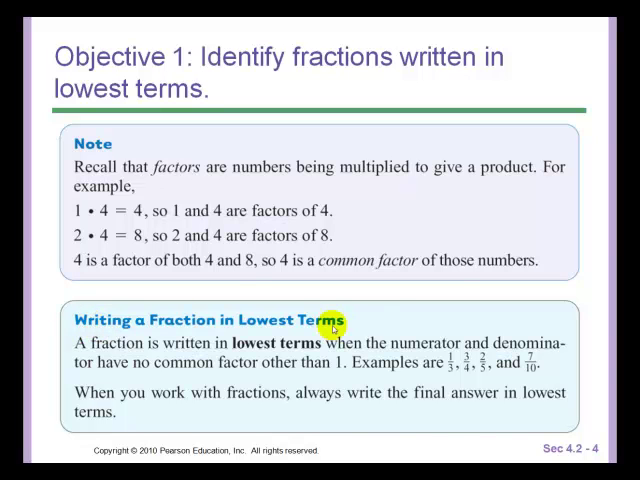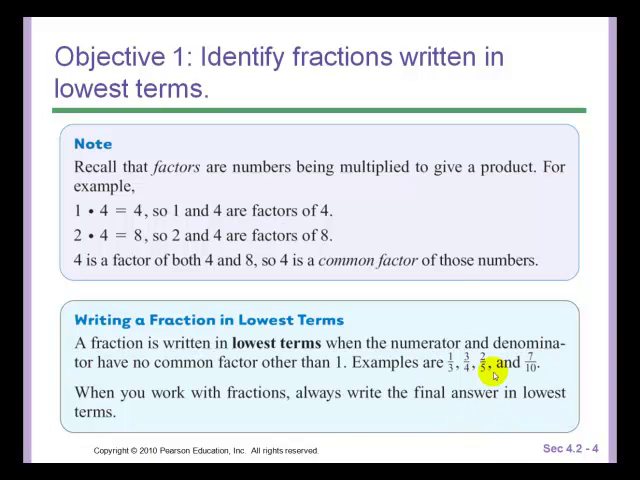Writing a fraction in lowest terms. A fraction is written in lowest terms when the numerator and denominator have no common factor other than 1. Here are some examples: 1/3, 3/4, 2/5, and 7/10. When you work with fractions, you always write the final answer in lowest terms. If you do not do this, you will lose points.